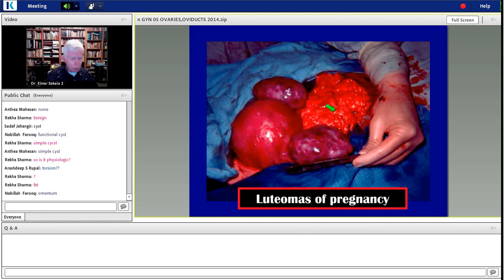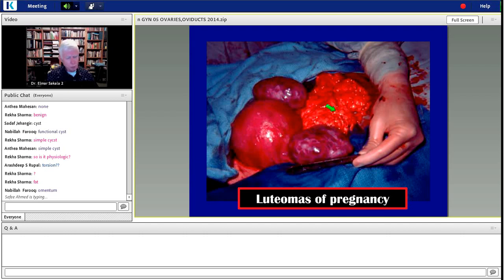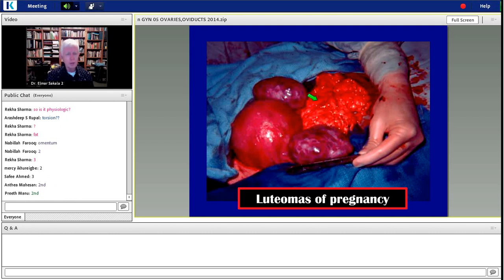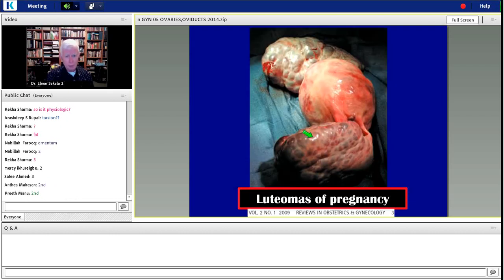If you're going to operate on a woman during pregnancy, what would be the best trimester? The first, the second, or the third trimester? It would be the second trimester. First trimester, you're concerned about pregnancy loss. Third trimester, you're concerned about preterm labor. But I wouldn't operate normally on a patient like this.